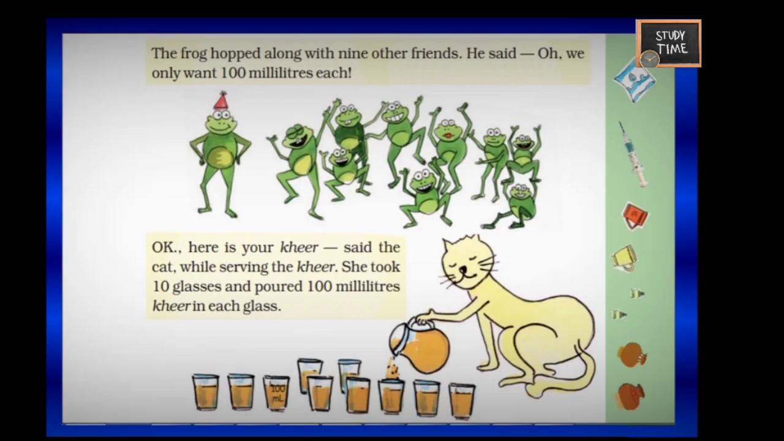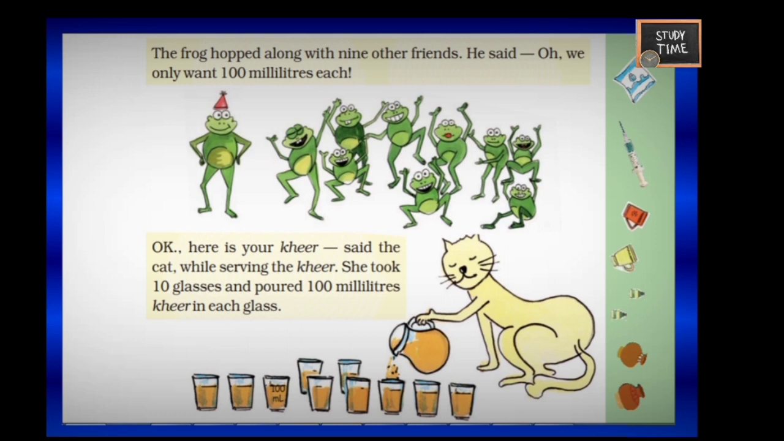The frog hopped along with 9 other friends. He asked, "Oh, we want only 100 milliliters each." "Okay, here is your kheer," said the cat. While serving the kheer, she took 10 glasses and poured 100 milliliters of kheer in each glass.